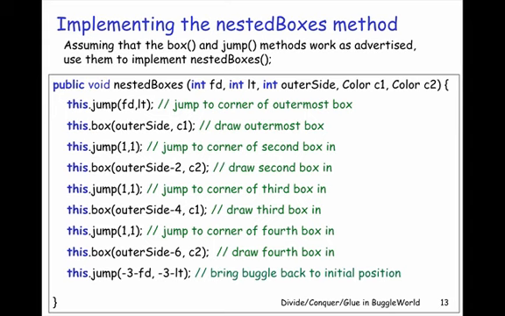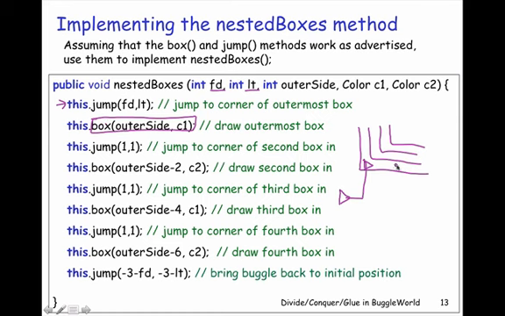Welcome back. So here is one solution to the nested boxes method. Let's talk about it. Let's assume that we have a buggle that's over here facing in this direction, and it's supposed to be making a bunch of nested boxes that are over here somewhere, like so. The first thing we want to do is move it so that its position is here, and that's accomplished by a jump of forward and left. So we're using our forward and left amounts here to jump to the correct position. We're then going to call the box method with the outer side and the color C1, which will make an outer box of color C1.